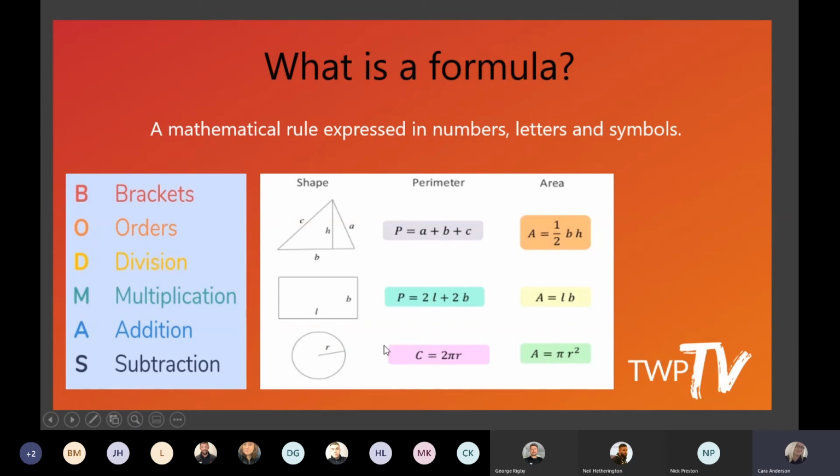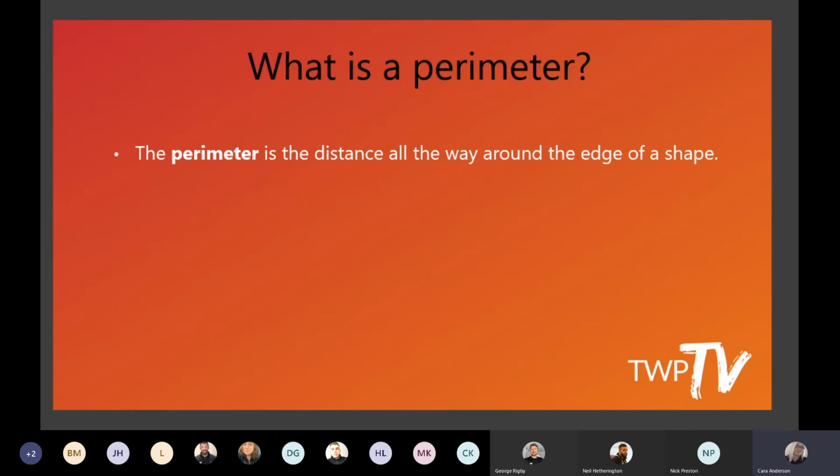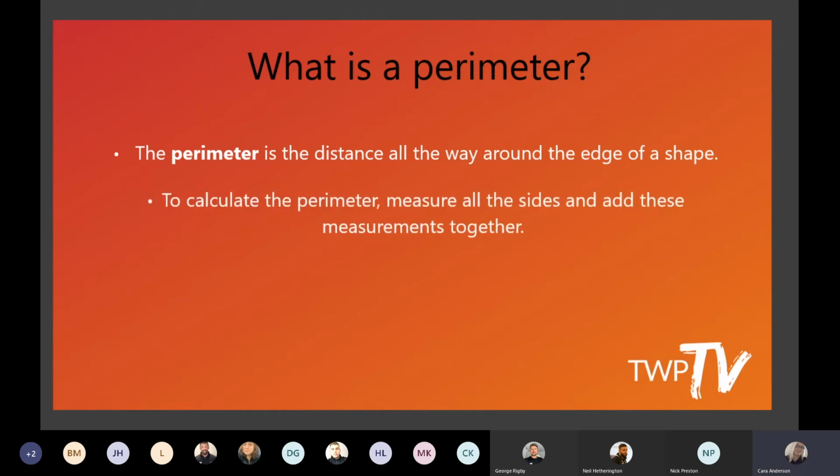Okay, so just a brief recap on formulas. So what is perimeter? Perimeter is the distance all the way around the edge of a shape. What do we need to do? We need to calculate the perimeter by measuring all the sides and adding the measurements together. So it's really important to remember you just measure the sides that you need. Obviously in an exam situation, there's going to be a diagram and it'll be pretty clear what sides you need.